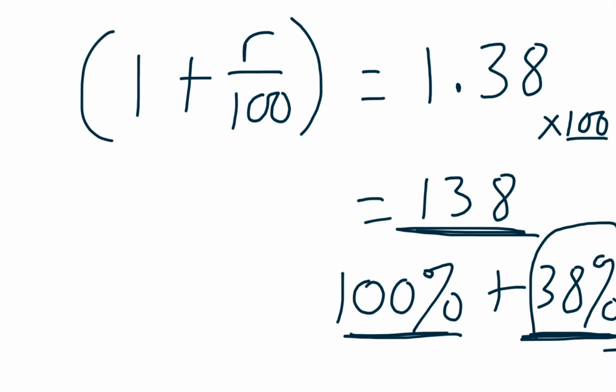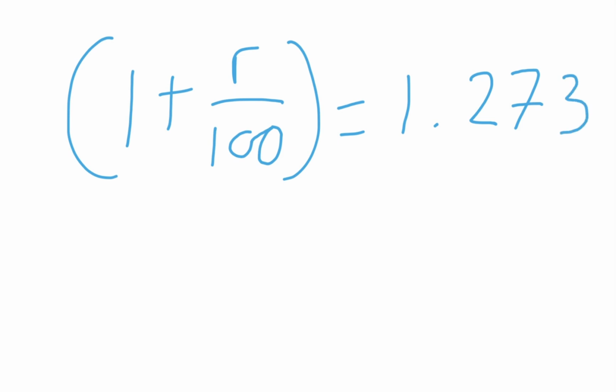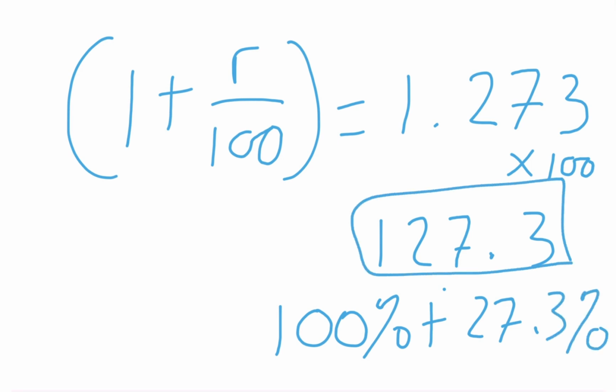Let's take another number instead. What if the entire bracket, so 1 plus r over 100, there we go, and I got an answer of 1.273. So if I multiply this multiplier by 100, I get 127.3, which means again it's 100% plus 27.3% to make this number up here. So therefore there has been an increase of 27.3%.